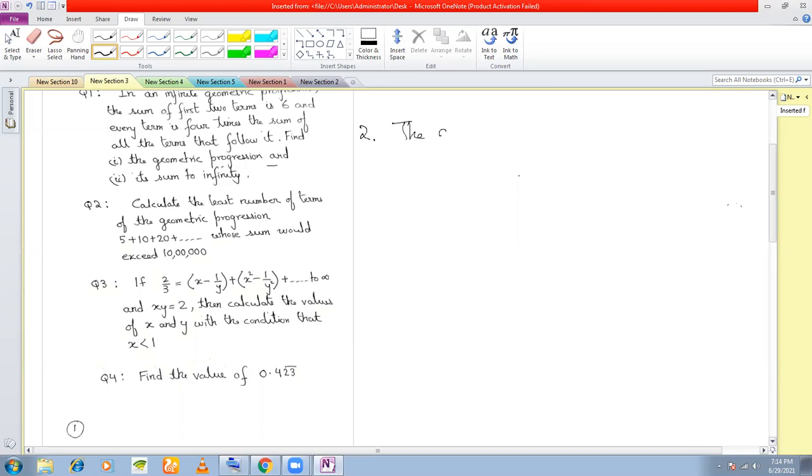The given geometric series is 5 plus 10 plus 20 plus and so on. It has no end, right? That means the nth term is not given here, so this is an infinite geometric series. Now, till how many terms will you sum up such that the sum would just be greater than 10,000?